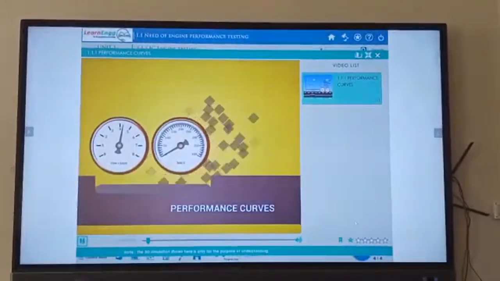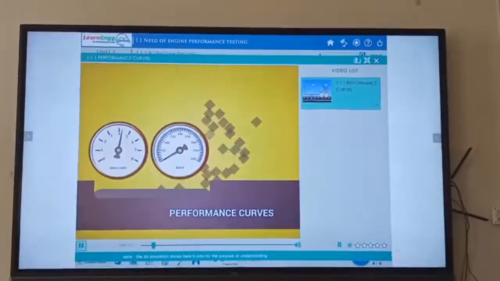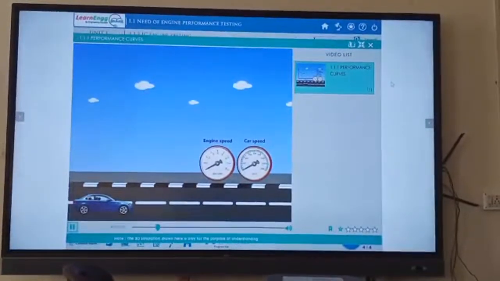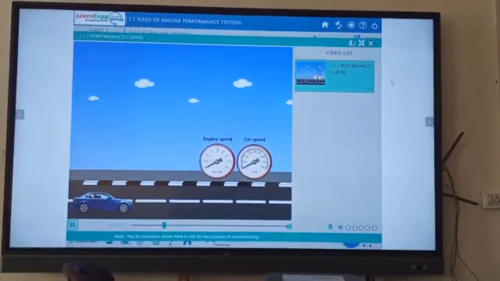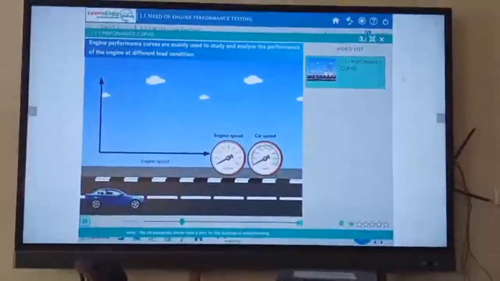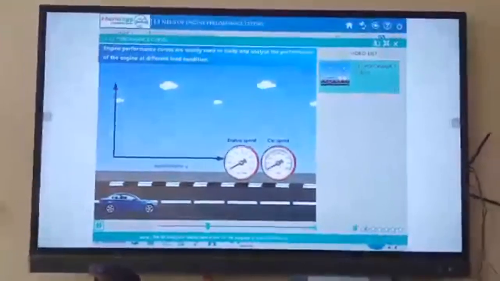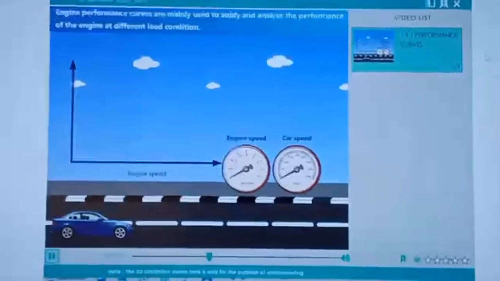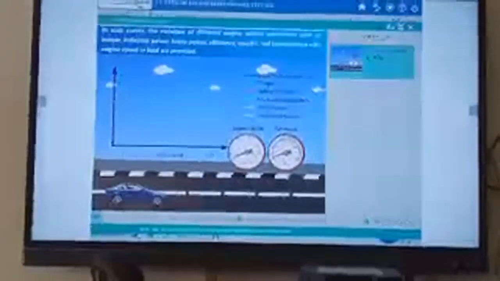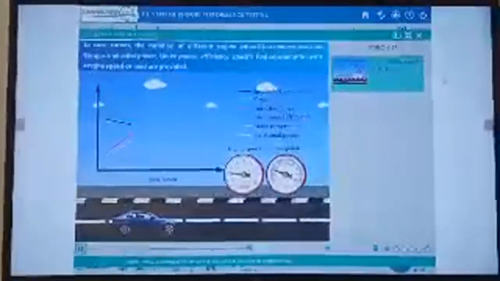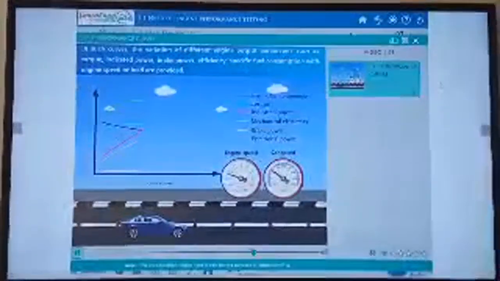Performance curves. In this video, we will discuss the performance curve. Let us see the graph as shown in the performance curve of engine speed. Engine performance curves are mainly used to study and analyze the performance of the engine at different load conditions. In such curves, the variations of different engine output parameters such as torque, indicated power, brake power, efficiency, specific fuel consumption with engine speed or load are provided.